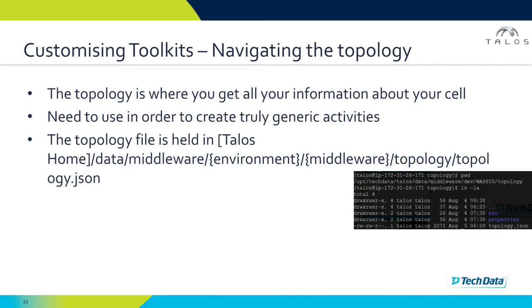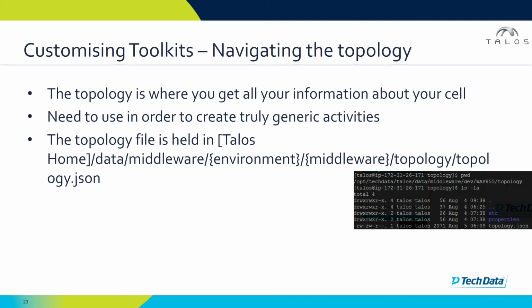So the topology is where you get all the information about your cell. So you need a way within activities to be able to navigate that topology. For example, you might want to list all the nodes in your topology, cycle over your nodes. So in order to create truly generic activities, you need to use those methods of navigating that topology.